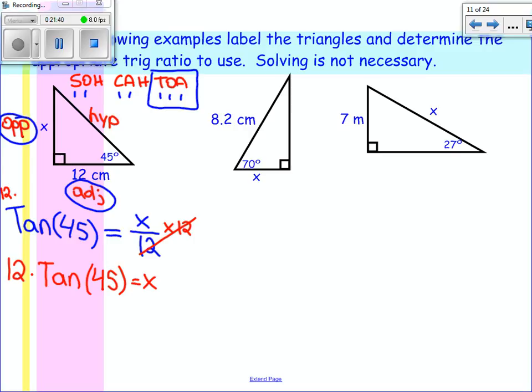How many decimals do you want us to use? 1. If it doesn't say, use 1. So, it should be 12. No, you're right.